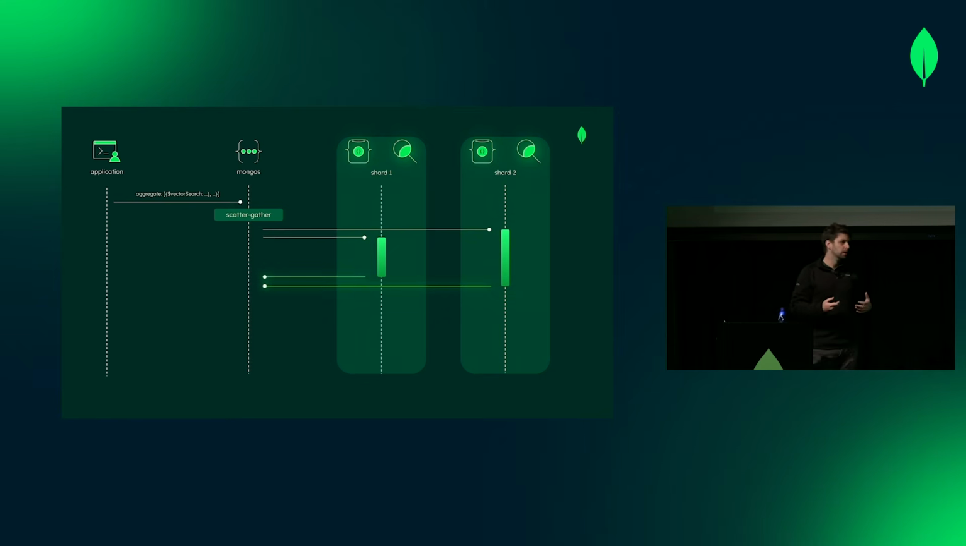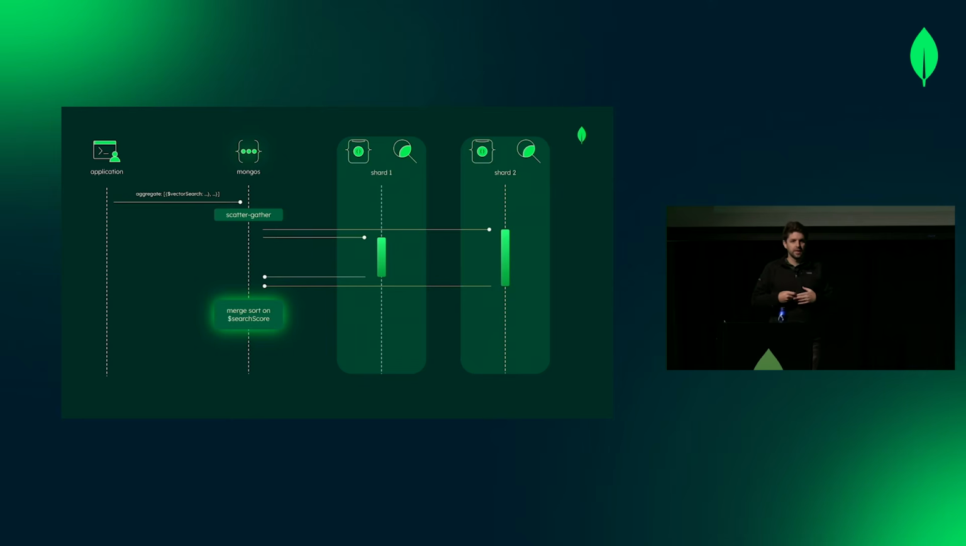So if you recall, search and vector search queries are implicitly sorted by relevance score, and we want to maintain that interface here. So what MongoS is going to do when it's doing the gather of the scatter-gather query execution is a streaming merge sort on the results based off that search score.